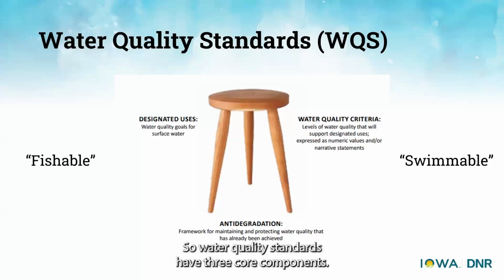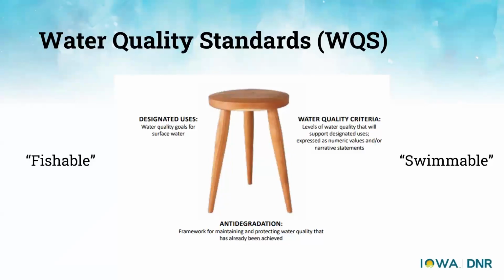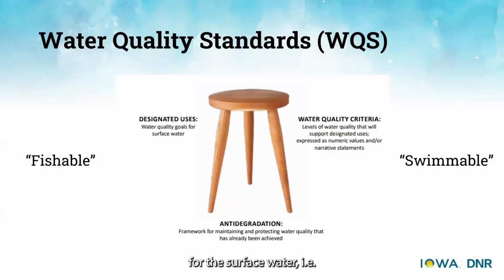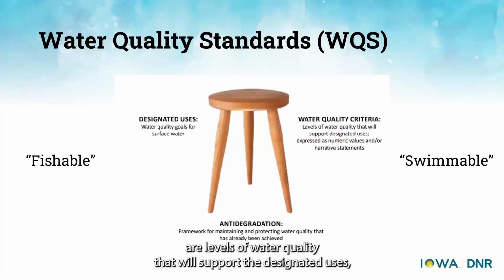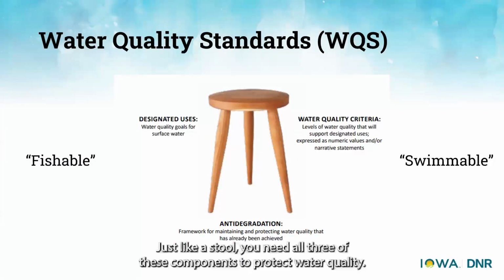So water quality standards have three core components. You have designated uses, water quality criteria, and anti-degradation. Designated uses are, as I just mentioned, the water quality goals for the surface water, i.e. fishable, swimmable. Water quality criteria are the levels of water quality that will support the designated uses, and these can be either numeric values or narrative statements. And then lastly, you have anti-degradation, which is a framework for maintaining and protecting water quality that has already been achieved. Just like a stool, you need all three of these components to protect water quality.